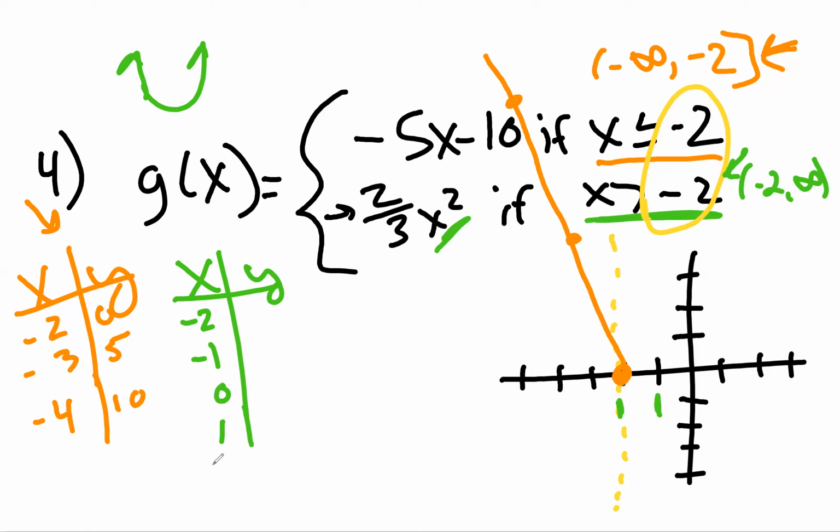And then how about 1? And how about, that's good enough. And so then what's gonna happen is we're gonna take 2/3, stick a -2 in there, and square it. Now, I absolutely suggest that you type this into your calculator.